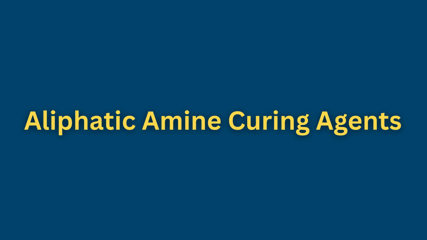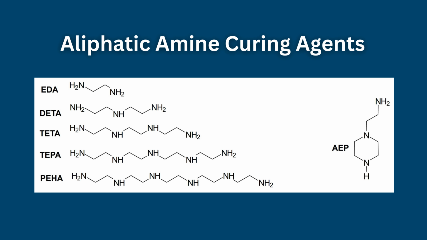Aliphatic amine curing agents. Classification and functionality. Aliphatic amines constitute one of the most important classes of curing agents for epoxy adhesives. These compounds contain nitrogen atoms with reactive hydrogen atoms that can participate in nucleophilic reactions with epoxy groups. Depending on the number of amine groups present, they may be classified as monoamines, diamines, triamines, or polyamines. Their molecular structures can be linear, branched, or contain cyclic components.